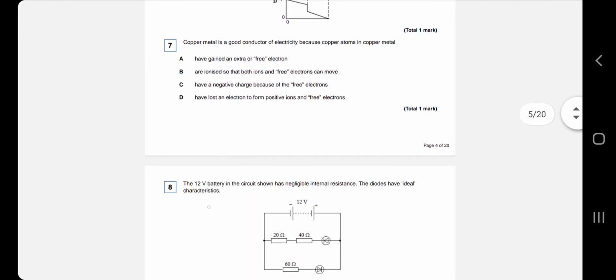So question 7. Copper metal is a good conductor of electricity because copper atoms in a copper metal, well, they're actually copper ions inside the wires. So the reason they're ions is because they've lost an electron. So we have positive ions. And we have a bunch of free electrons which are free to move about throughout the conductor, making them a better conductor. So the answer is simply D. Let's move on to question 8.